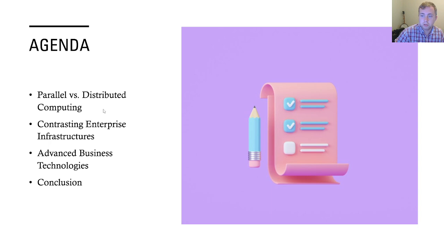Here's the agenda we're going to go through. We're going to go over parallel versus distributed computing. We're going to go over a couple items from AWS, an item or two from Microsoft Azure that they're using. Go over a couple advanced business technologies that are being used in the modern IT world, and then the conclusion.